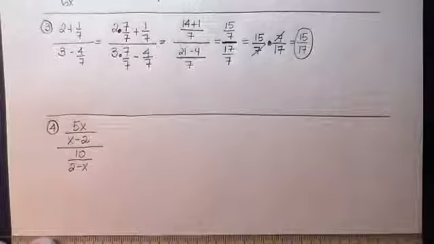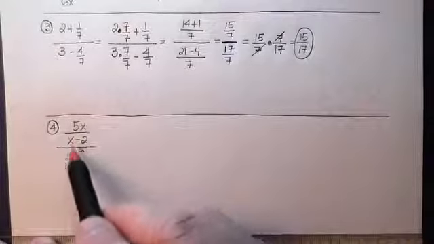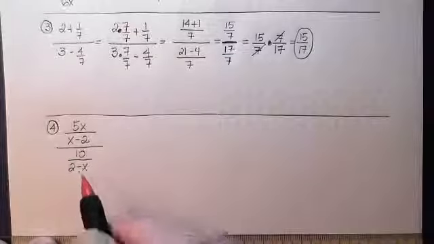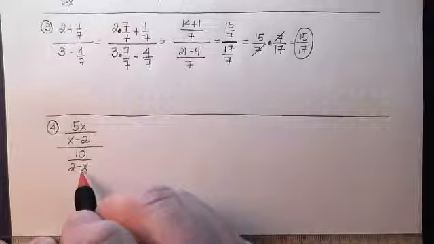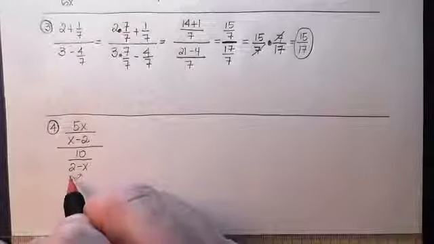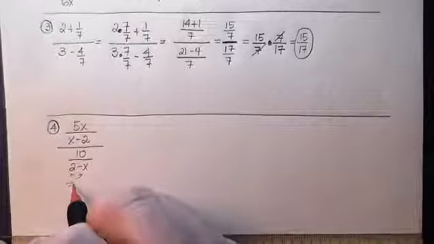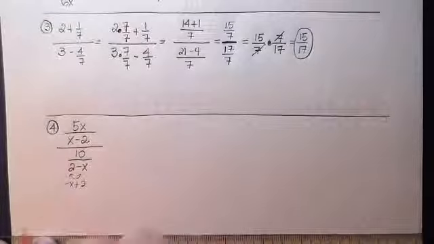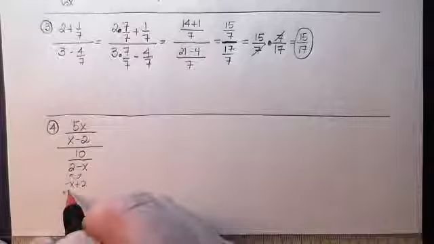Okay. Well, basically there's nothing I can do here on the top. On the bottom, there's not much I can do other than we don't like this, so let's go ahead and switch these guys around. So that means this will be negative x plus 2. And we also don't like the negative in front, so let's factor out a negative 1.